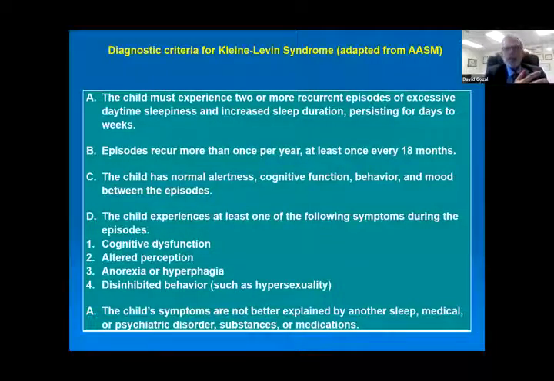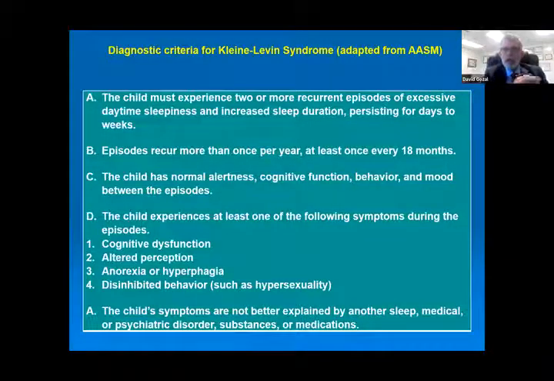So the child needs to experience 2 or more recurrent episodes of excessive daytime sleepiness and increased sleep duration. By increased sleep duration, I mean 14 hours, 16 hours a day for days to weeks. This is critical. The episodes need to recur more than once per year, usually, and at least once every 18 months. So you have an attack like this for 2, 3 weeks, then it disappears, then you have another one within 6 months, 8 months, 9 months, sometimes 12 months. Then you need to start thinking that this may be something called Klein-Levin syndrome.